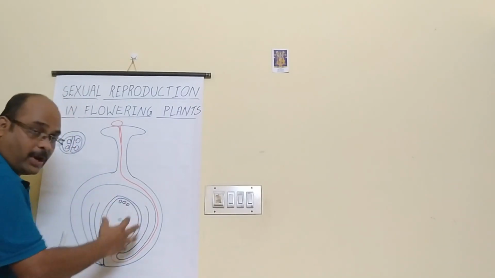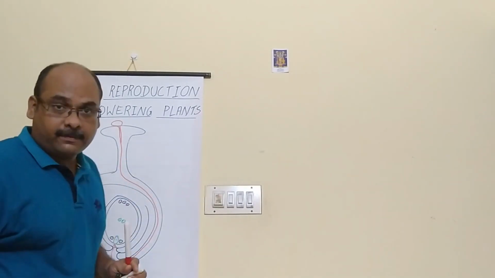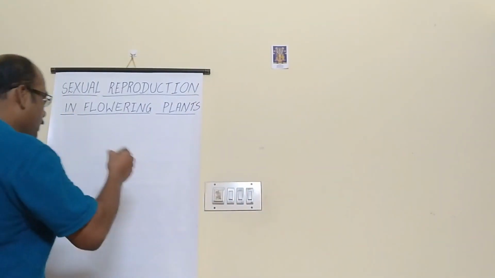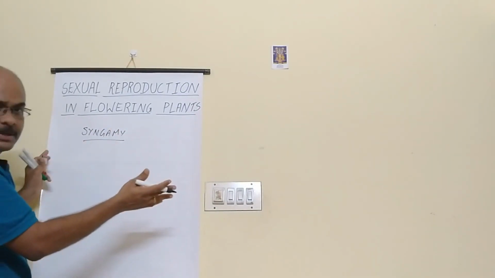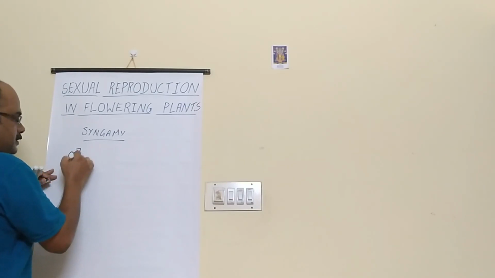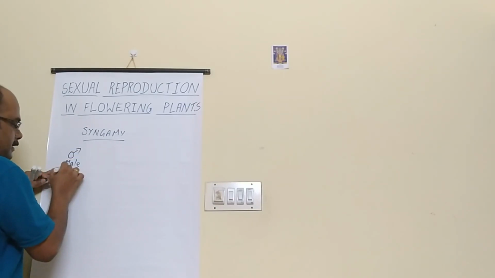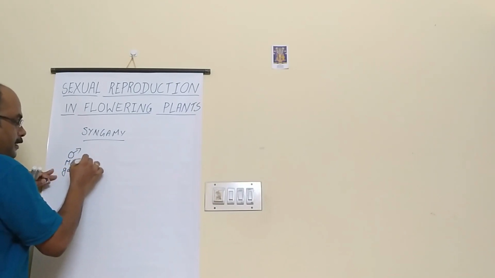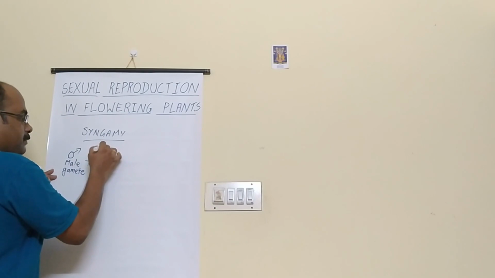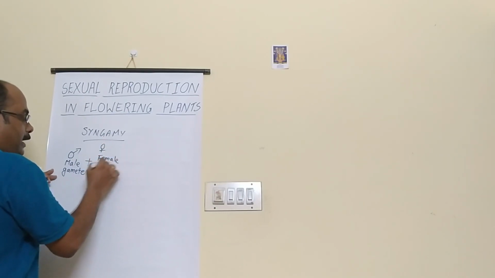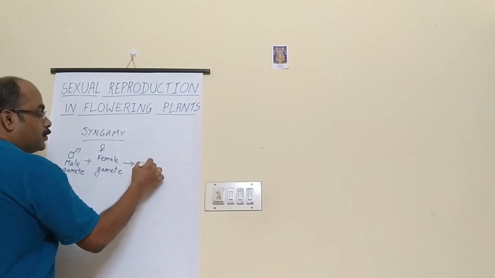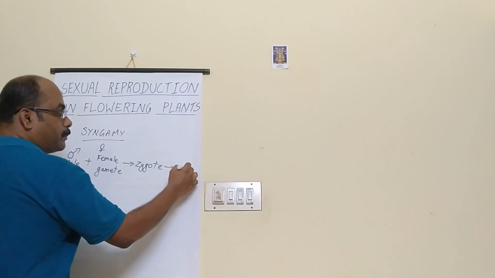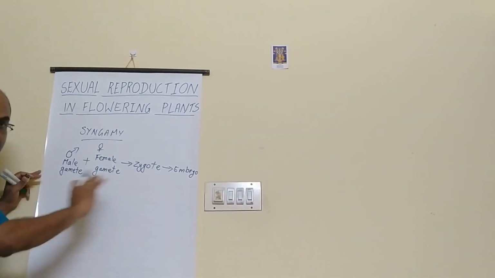Now we have to write the double fertilization equation. In double fertilization, the first fusion is called syngamy. In syngamy, you have to write like this: one male gamete, this is the symbol of male gamete, or you can write male gamete. The spelling of gamete is G-A-M-E-T-E. It fuses with a female gamete, this is the symbol for female, and forms a single cell called zygote, which will divide and form the embryo. So this is syngamy.